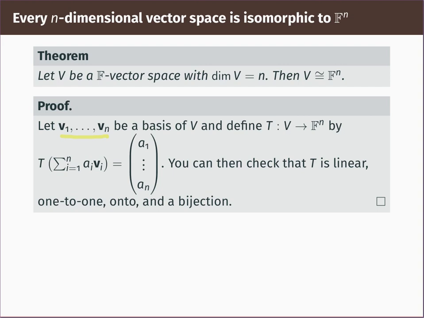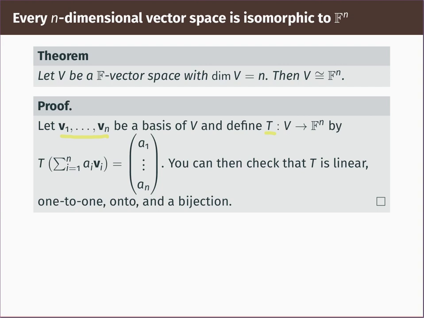We then define a function T from V to F^n in the following way. We observe that every element of the vector space V can be written uniquely as a linear combination of v1 up to vn. That's a property of bases we introduced and proved quite a while back in our first lecture on bases. So I can define my linear map T by saying what it does to a linear combination of v1 up to vn, since every element of V can be written uniquely in that form.